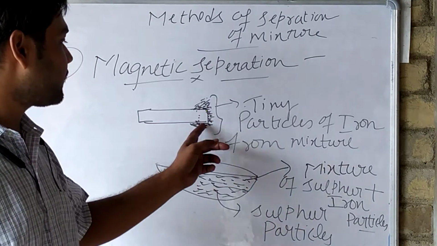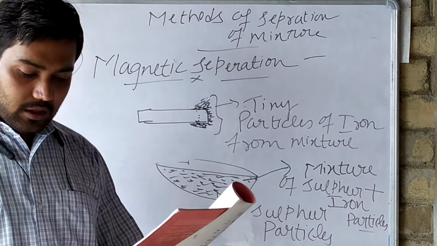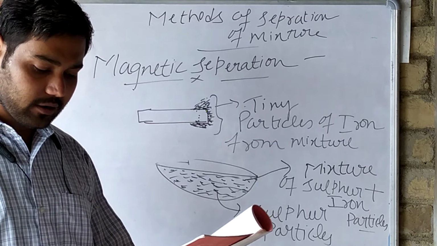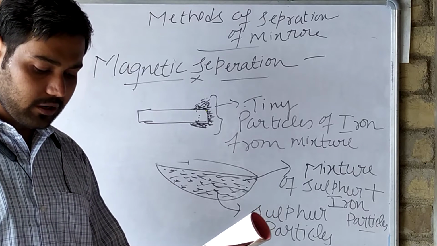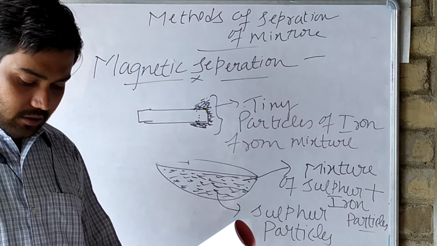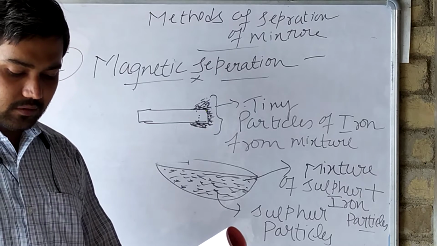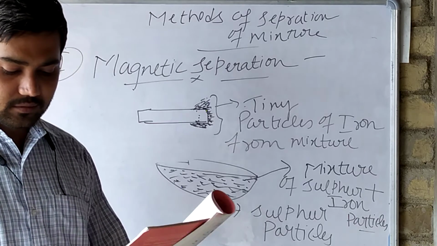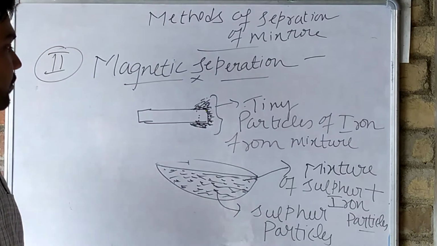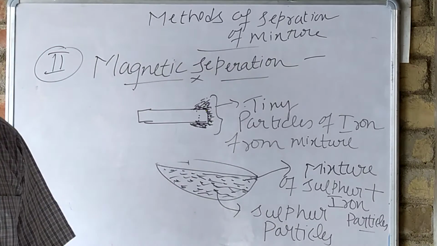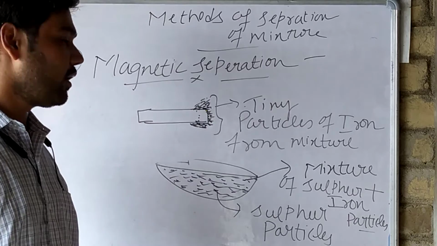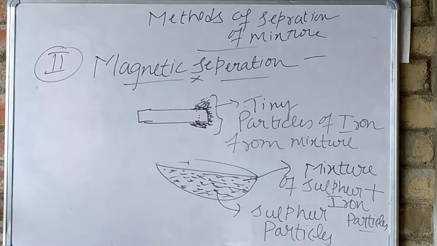Cling means get attracted. Sulfur is not attracted by the magnet, and so the particles of sulfur are left behind. Thus a mixture of iron and sulfur is separated. A method such as this is called magnetic separation. So this method is known as the magnetic separation method.